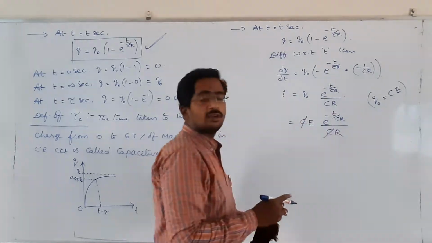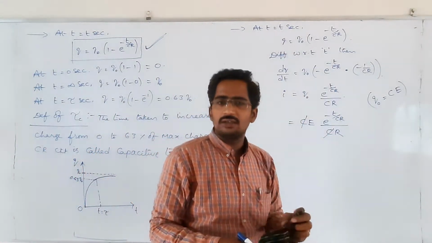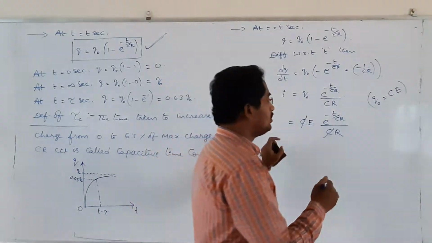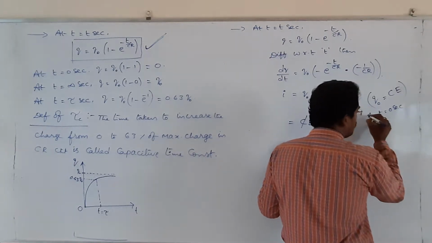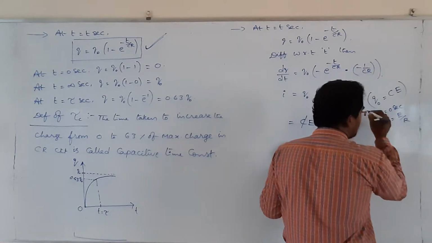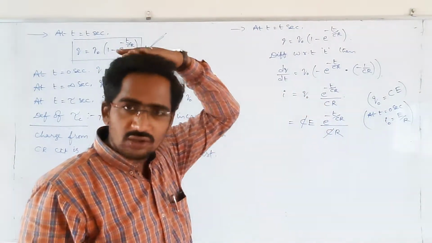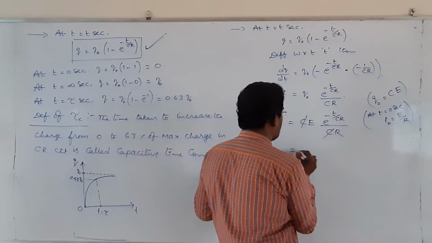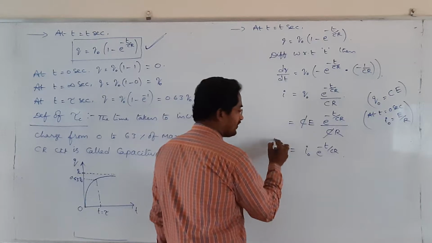C and C cancel. What about E by R? That is the maximum current flowing in the circuit at the time of 0th second. Already I told you, initially the current value at t equal to 0 seconds is E by R. This is called the maximum current. So if you write that here, E by R means I naught, so I equal to I naught into e power minus t by CR. This is the current equation.